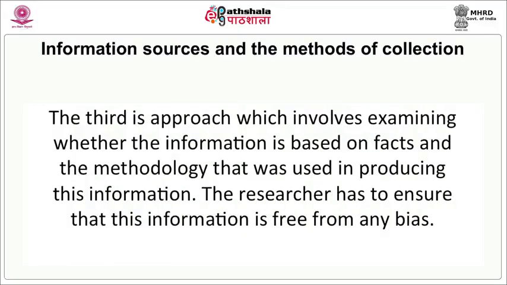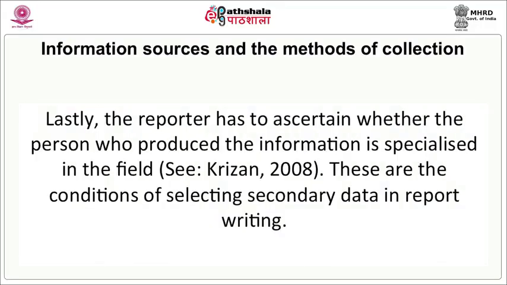The third is approach, which involves examining whether the information is based on facts and the methodology that was used in producing this information. The researcher has to ensure that this information is free from any bias. The fourth is outlet, which involves determining whether the source of information is of repute. This involves ensuring that a certain reviewing procedure was followed in publishing this information. Lastly, the reporter has to ascertain whether the person who produced the information is specialized in the field. So these are the conditions of selecting secondary data in report writing.